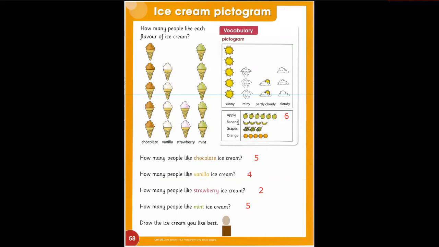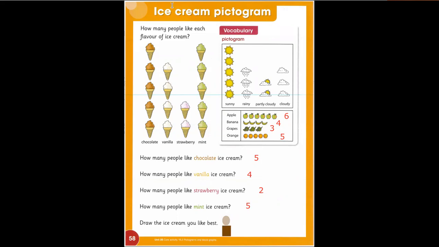Okay, next, Khalid. How many people like banana? Yes, 4 people like banana. Okay, Khalid is going to tell us how many people like grapes. Three. 3 people like grapes. Okay, orange. 1, 2, 3, 4, 5. 5 people like oranges.